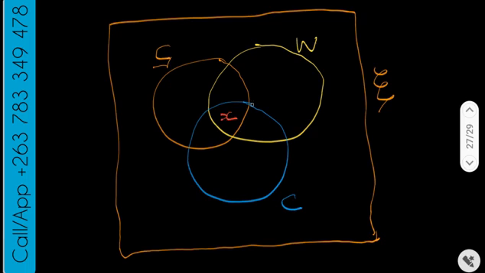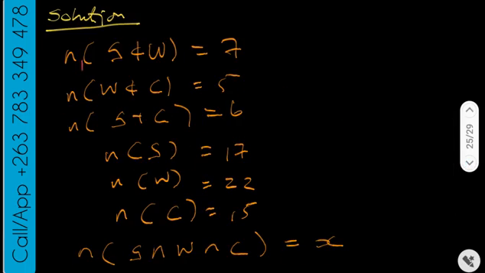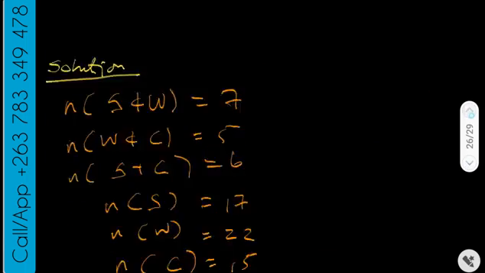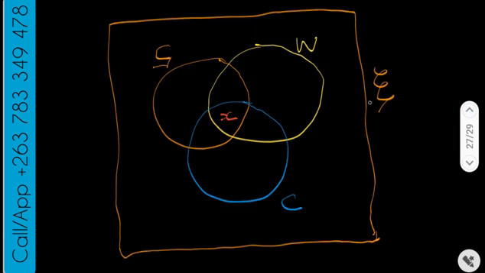Now we're going to work outwards from there, using the information we have. The number of people who enjoyed game viewing and waterfalls is 7. So I check for the region. This region here is the intersection region for game viewing and waterfalls, and we're told the total number of people in this region is 7. So if X is already in the middle, the remainder here will be 7 minus X.